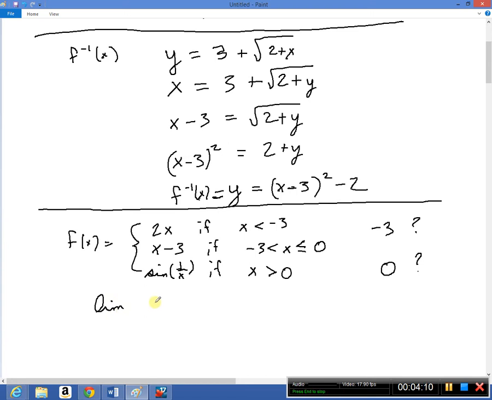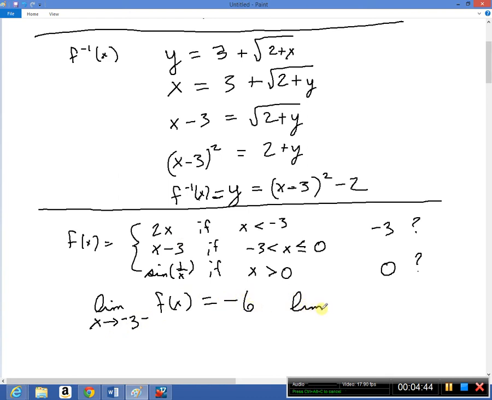And to figure out whether the limit exists, you have to ask yourself, what is the limit from the left at each of those places, and what is the limit from the right, and see if they match. Well, if you take the limit as x approaches negative 3 from the left side, that means we're in this part. X is less than negative 3. So you have to use this formula. And 2x gets close to what as x gets close to negative 3? Well, that's not hard. Negative 6.